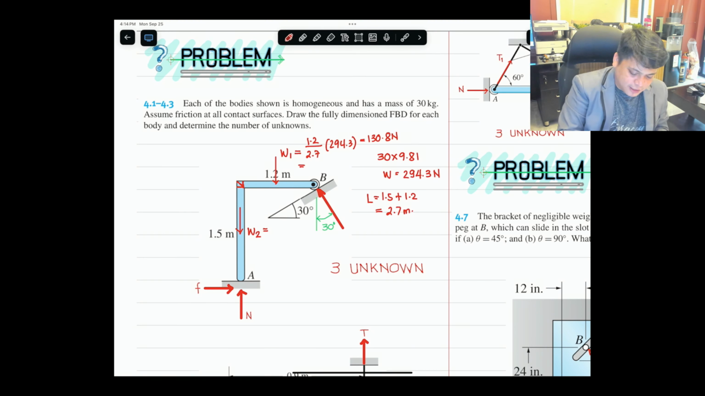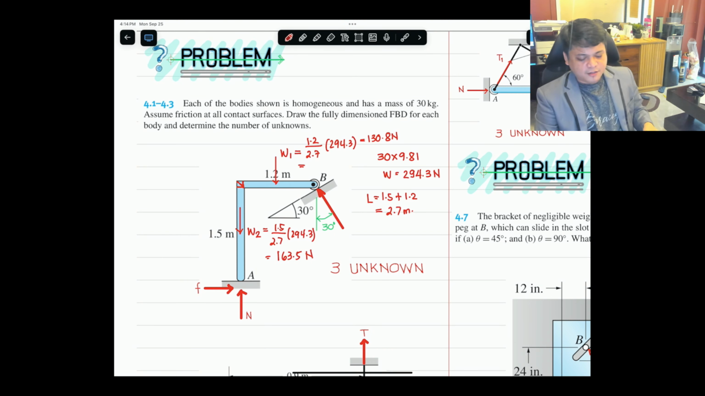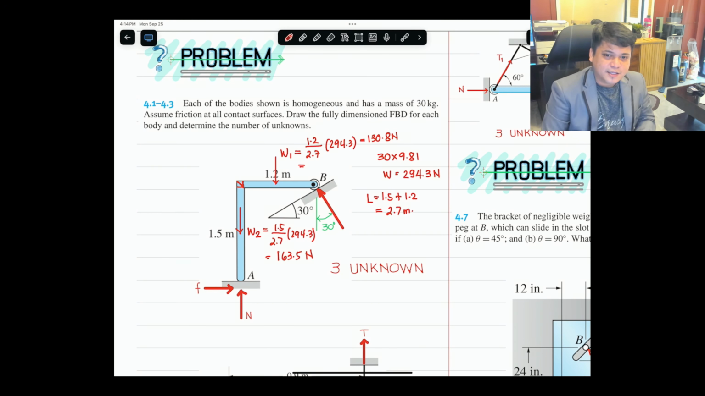Ito ganun din. This time, 1.5 naman yung length niya. So, you can have 1.5 over 2.7 of 294.3. So, you can have 1.5 divided by 2.7 times 294.3. So, meron ka po ditong 163.5 Newton. Okay? So, yan na po yung inyong free body diagram, no? So, tanggalin lang natin yung reaction dun sa A and then dun sa point B. Okay po, that's it.